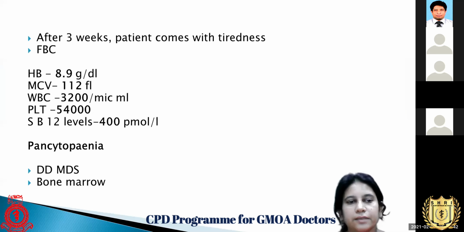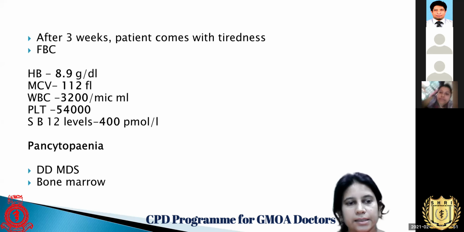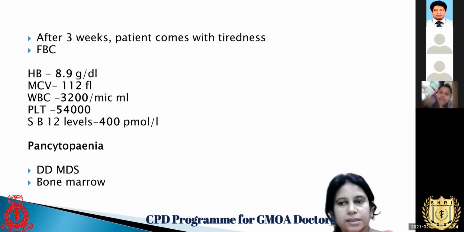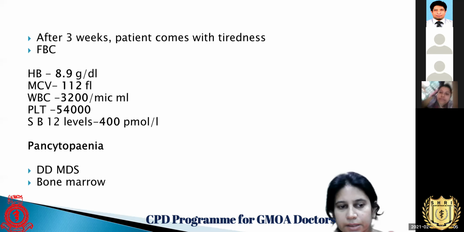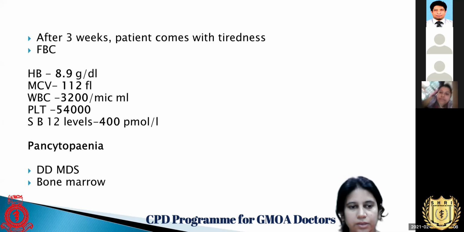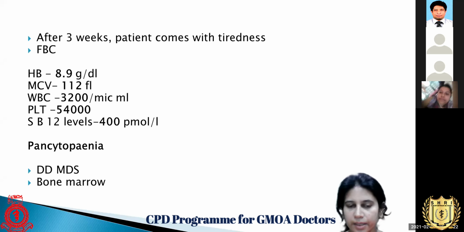So this lady, after 3 weeks, you assume that her counts should be back to normal values. But she came with tiredness and repeat full blood count: hemoglobin 8.9, MCV 112, WBC low, platelet 54,000, serum B12 normal. So this patient is having pancytopenia with normal serum B12 level. So you have to see whether there's another cause. There's a good differential diagnosis for this one. You have to exclude myelodysplastic syndrome. You have to perform bone marrow and go on that line.